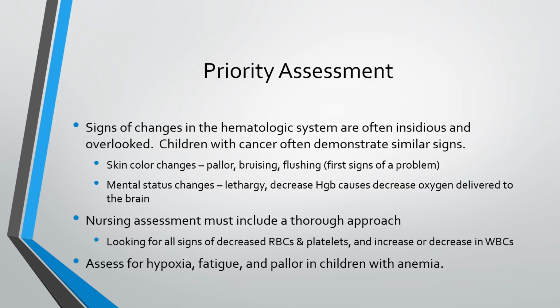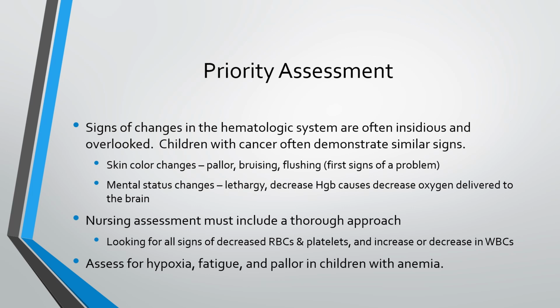Priority assessment: children with a diagnosis of hematological issues, anemia, bleeding disorders, cancers are going to have pretty similar symptoms. They're going to have skin color changes, pallor, bruising, flushing. Those are some of the first signs of a problem. Mental status changes and lethargy, from decreased hemoglobin causing decreased oxygen delivered to the brain, are probably going to be a later sign.